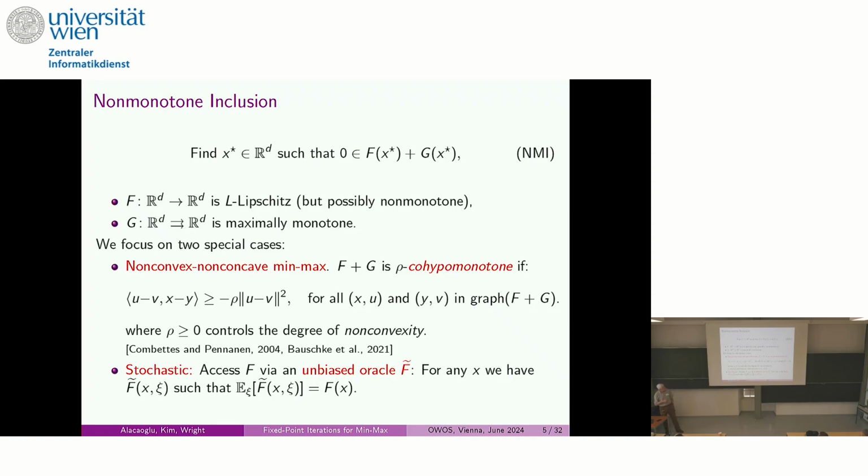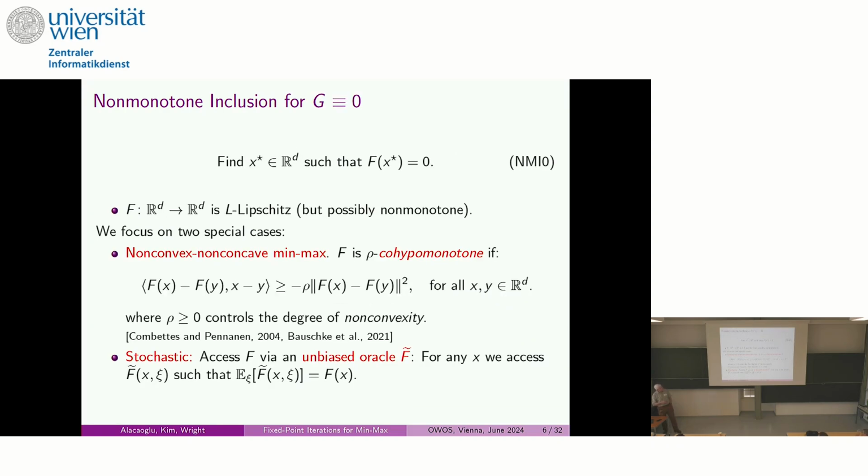There's some non-negative constant rho, such that if you take (x, u) and (y, v) in the graph of this operator, the inner product satisfies that condition. It might be clearer if I go to the next slide and get rid of the G and think of this as the problem of solving F(x) = 0, where F is a square operator. If you get rid of the G, this statement simplifies quite a bit, and it's just a co-hypomonotonicity condition, where again you've got this rho. And there are works that defined this condition before.